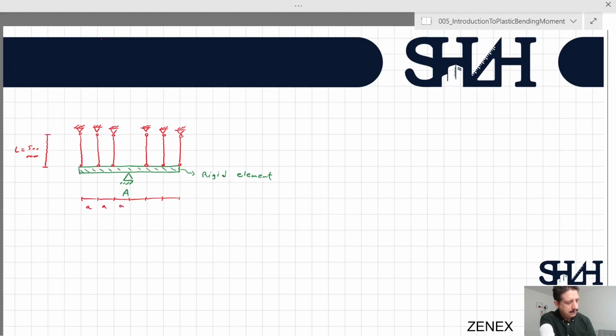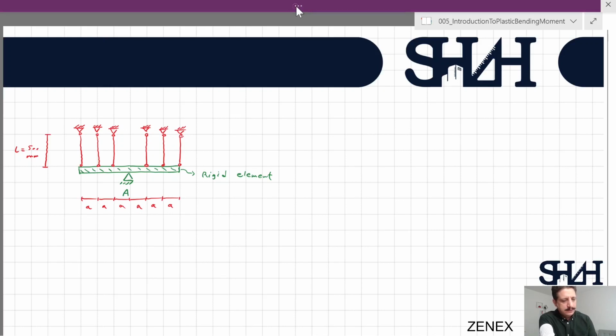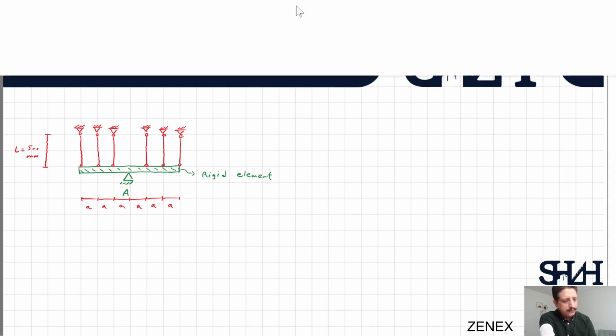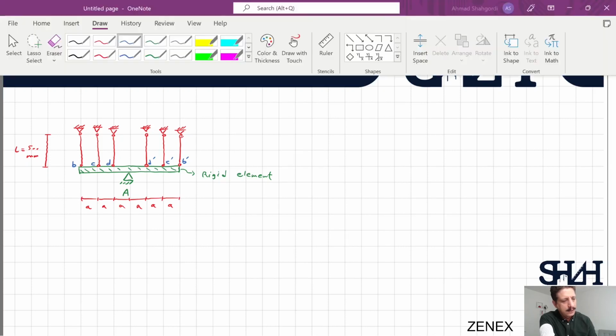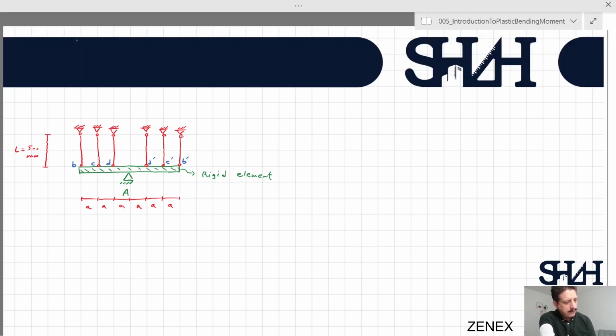A. And let's name these points B, C, and D, B prime, C prime, D prime. And let's apply a load at the furthest distance from the center of the beam, E and E, the same value in the opposite direction.